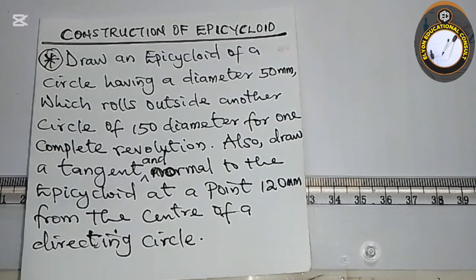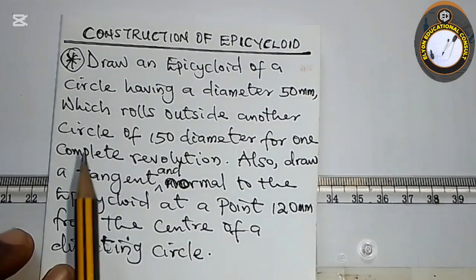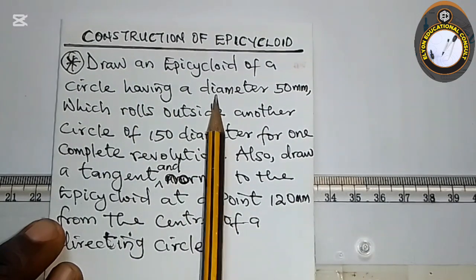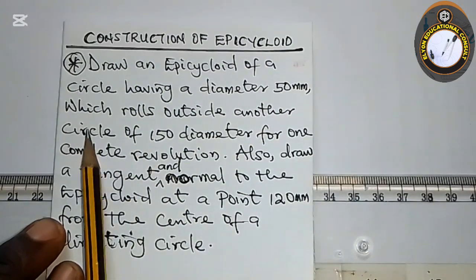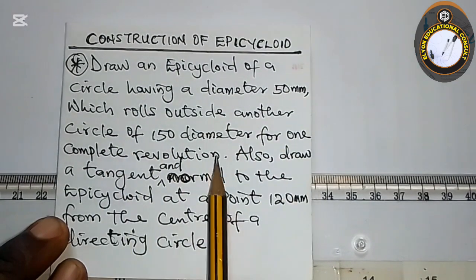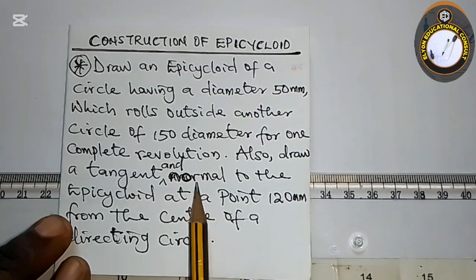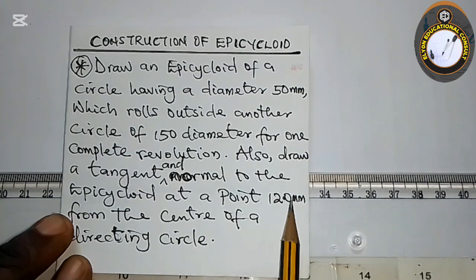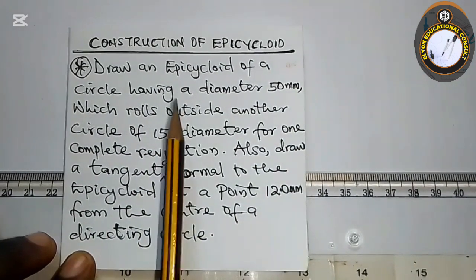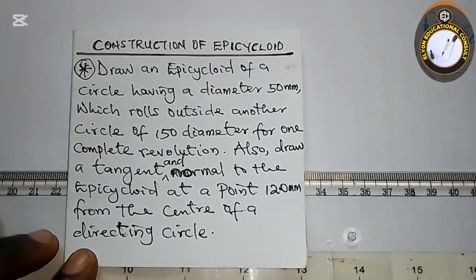So we are going to see this now, working with this particular question. Let me quickly run through the question. The question says, draw an epicycloid of a circle having a diameter of 50 mm which rolls outside another circle of 150 mm diameter for one complete revolution. After we are done with that, they said also draw a tangent and normal to the epicycloid at a point 120 mm from the center of the directing circle. So we need to draw the epicycloid first before we can think of drawing the tangent and normal.